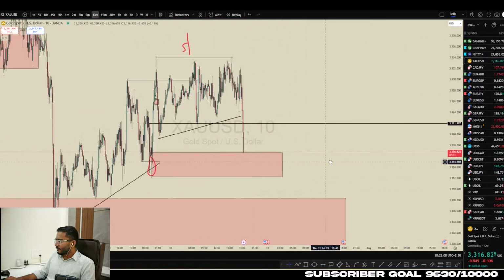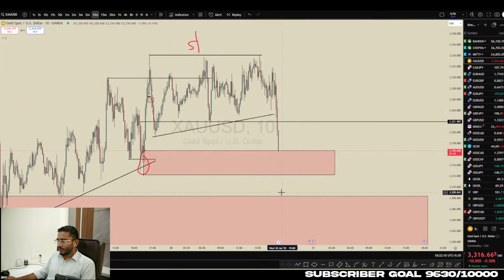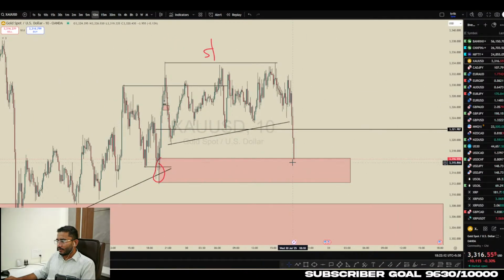We want price to give us a change of character here on lower time frame because there is no liquidity here. We want price to stop and then it should sweep the previous low. Then we can look for another entry like here after this previous structure break.